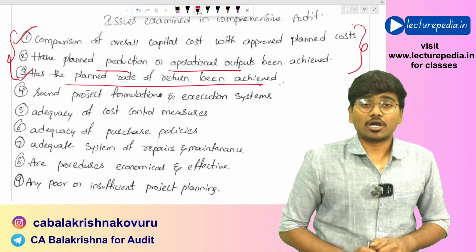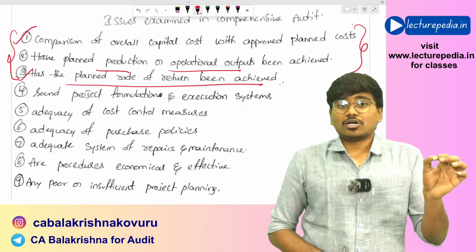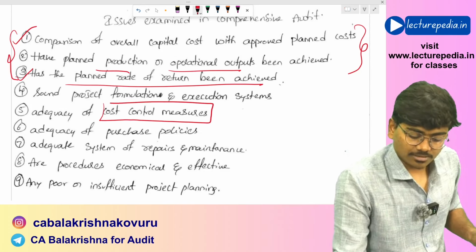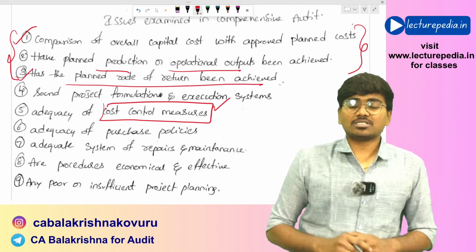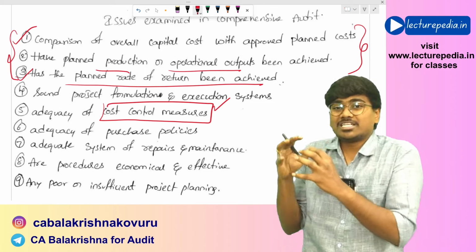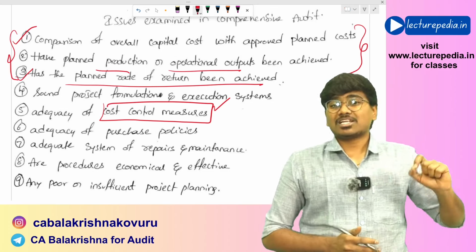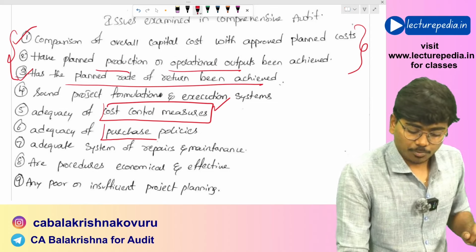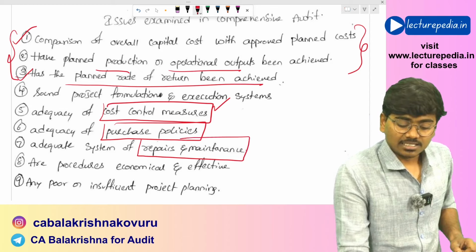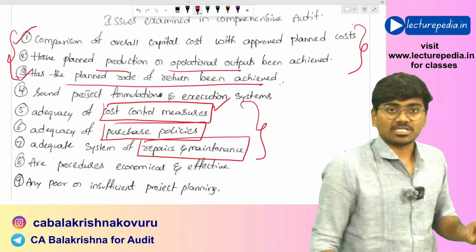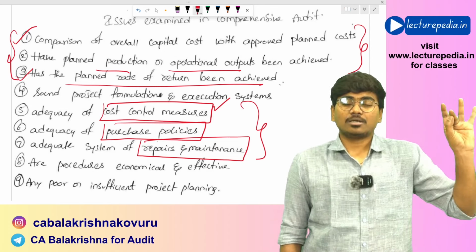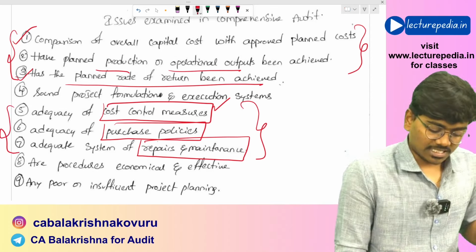In the next set, the auditor will examine whether there are adequate cost control measures. Cost control measures means whenever cost is increasing, whether there are adequate measures to reduce that cost. Next, whether there are adequate purchase policies and whether there is an adequate system of repairs and maintenance. These three aspects: cost control measures, purchase policies, repairs and maintenance, you remember as one set.